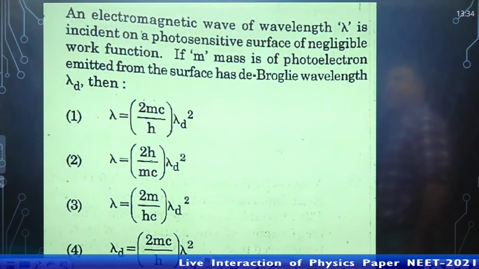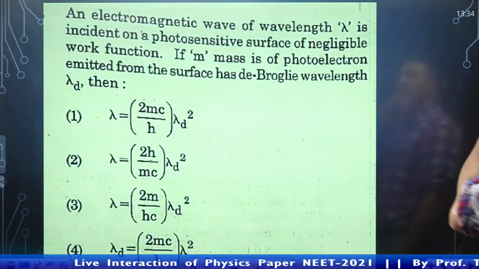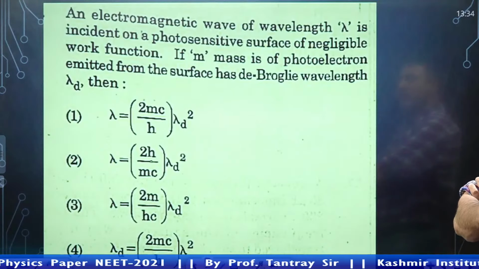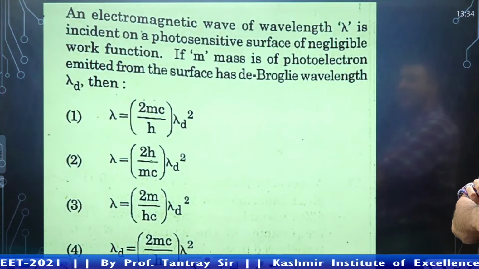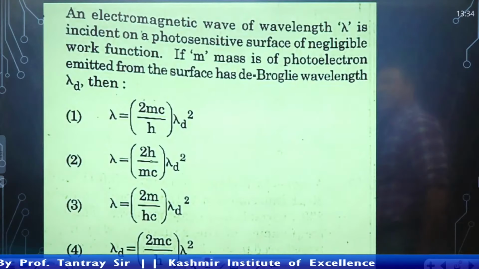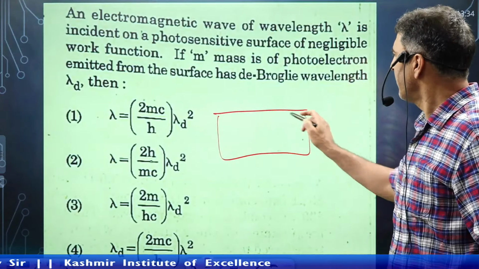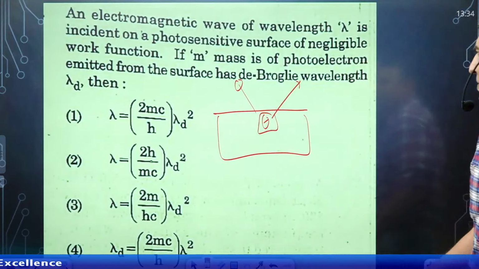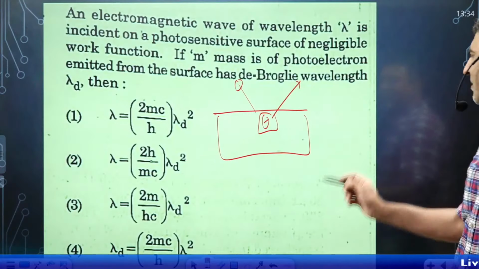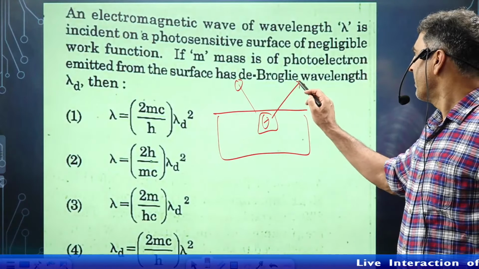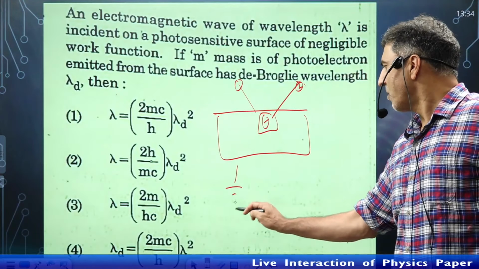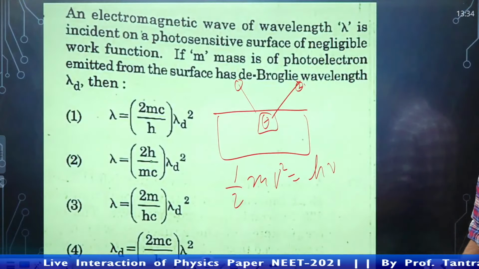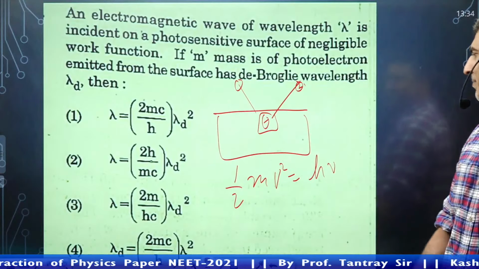another question. An electromagnetic wave of wavelength lambda is incident on a photosensitive surface of negligible work function. If m is the mass of photoelectron emitted from the surface, has de Broglie wavelength lambda d, then the question is, it's a surface and photon comes, it emits an electron. There's no work function available. So I can write an equation where, okay, what is the kinetic energy of the electron? The kinetic energy of the electron is simply the energy of the photon, because there's no work function to be wasted off in between. This is the base equation.